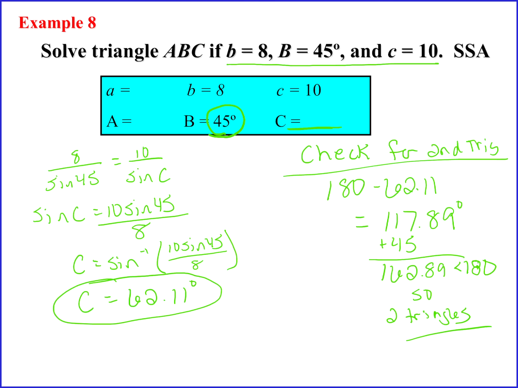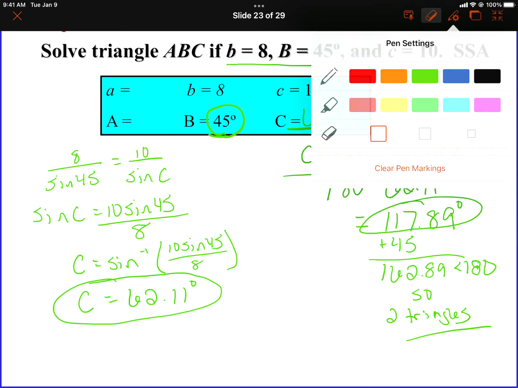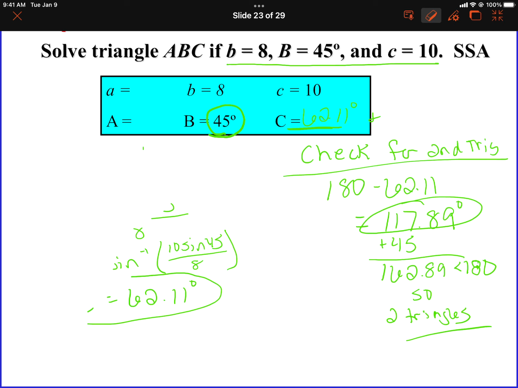So that means that I have to solve a triangle up here where my C is 62.11 degrees, and then I need to solve another one where it is 117.89. So we're going to have to do this twice. So when we have to do this twice, we'll start here. I'm going to erase a little bit again. We already found our C.